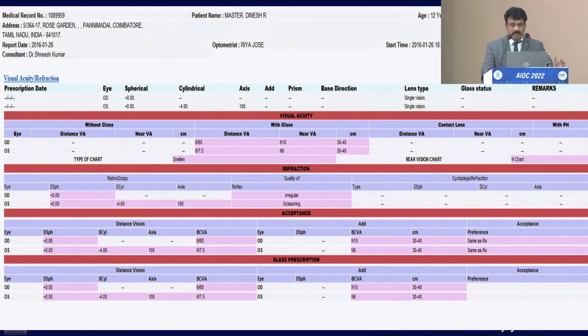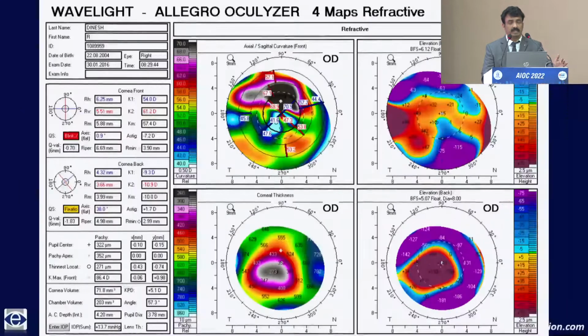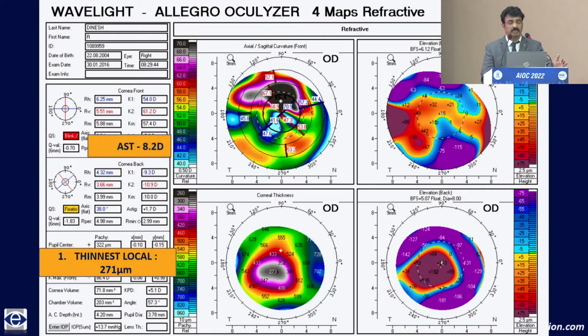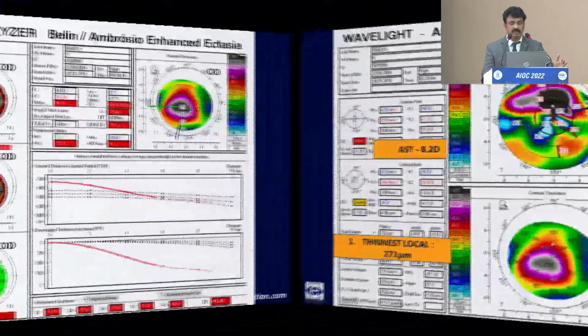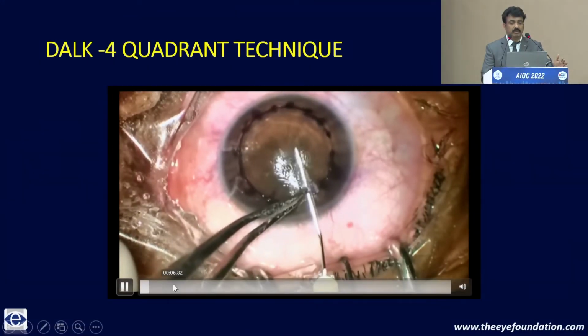And I just want to show a few case examples. This is a case of keratoconus in a young boy. The right eye vision is 6/6, not improving with glasses, and this is the topography picture, and the thickness is only 271, and astigmatism is very high. Patient was not improving. And this is the technique I usually follow in these cases.